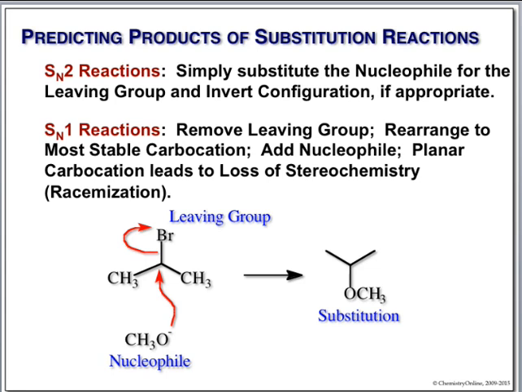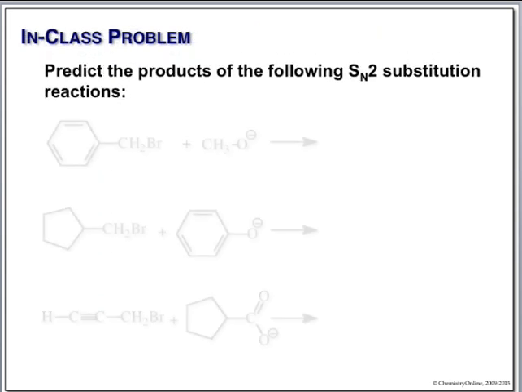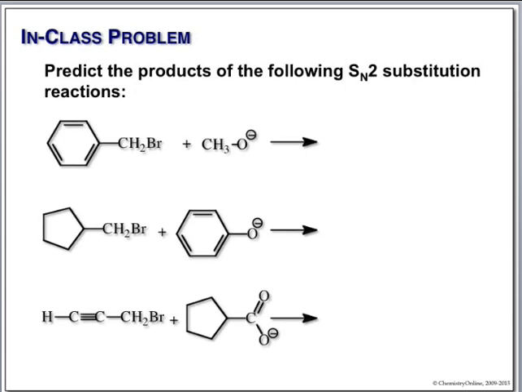Again, add your nucleophile. And remember, we get racemization of our stereo. Nucleophile attacks, leaving group leaves, and we get substitution. SN1, that's going to happen with tertiary centers, SN2 with primary centers. If you have a secondary center, for sure I will tell you if I want SN1 or SN2. Go ahead and do these simple SN2 reactions.